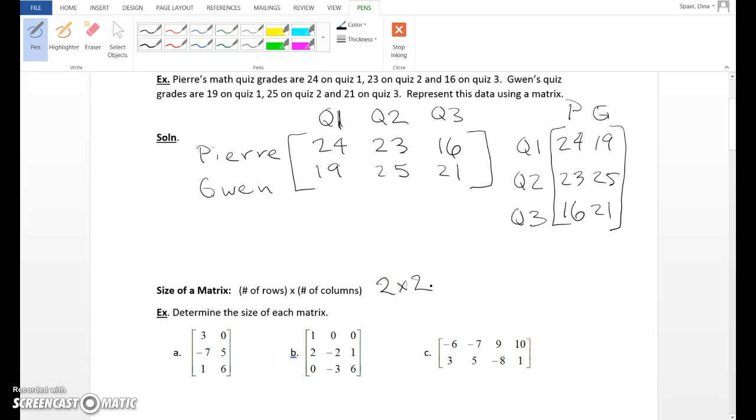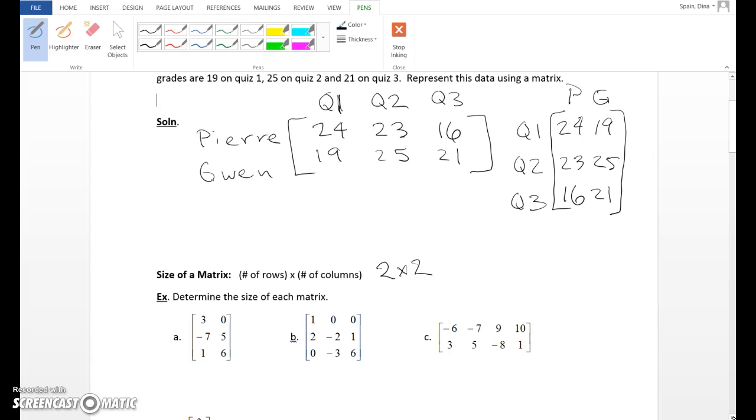There's an example of 2 by 2, something like that. Now let's look at this next example. It says determine the size of each matrix. Here is part A. Remember that you always put the number of rows first and then columns. If you can count, there's 1, 2, 3 rows here. The number of rows is 3 by the number of columns is 2. So this is a 3 by 2.